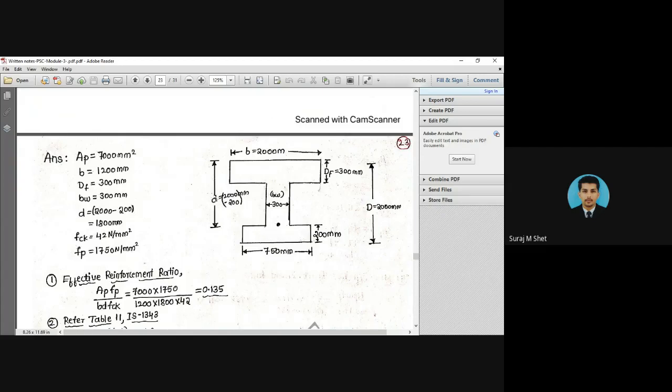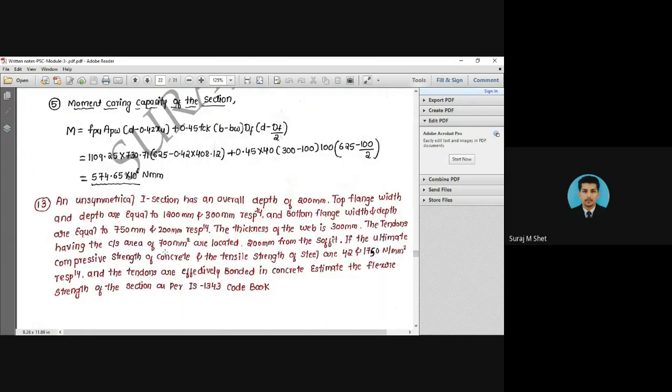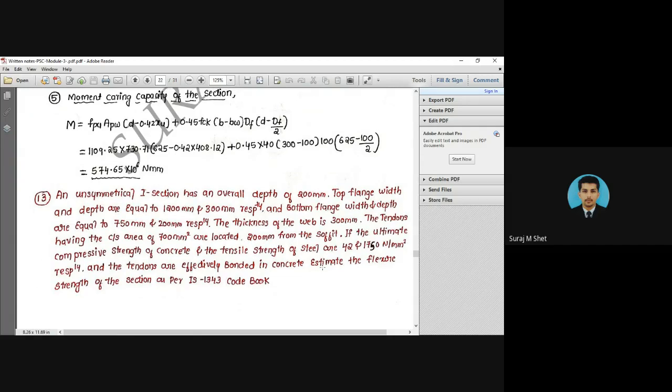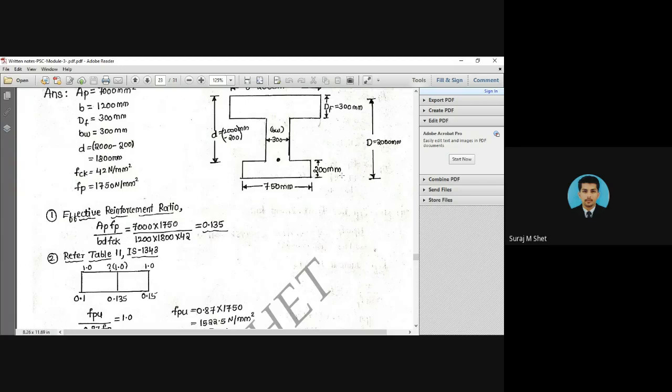So what is the small d value? How to calculate small d? First you have to read the problem. See here, the tendons having a cross-section area of 700 mm square are located 200 mm from the soffit. Soffit means base. So this is your base, and the tendon is provided at a distance of 200 mm from the soffit.